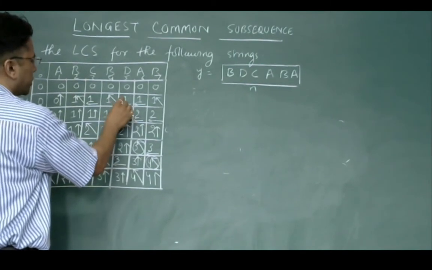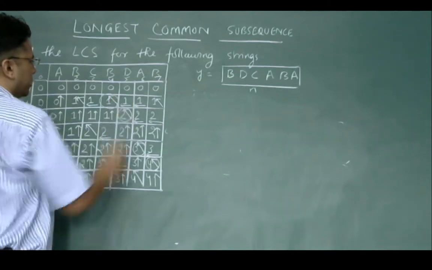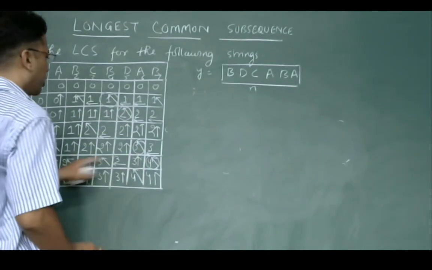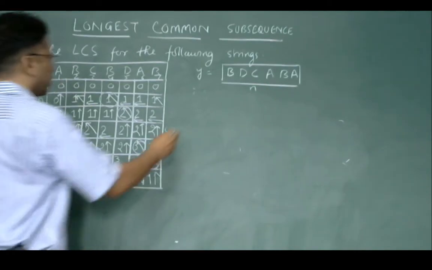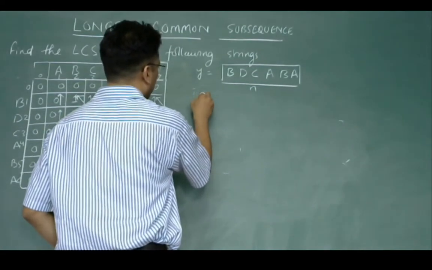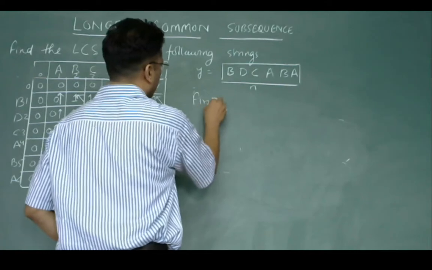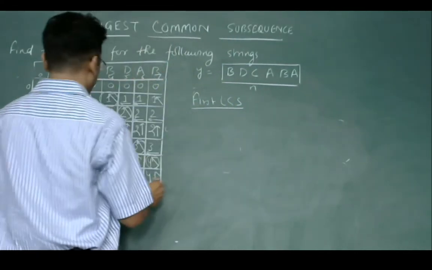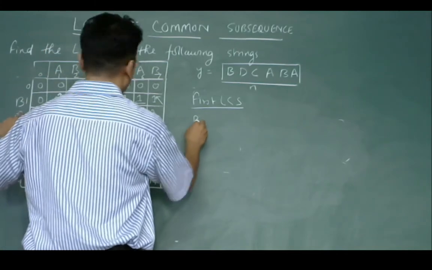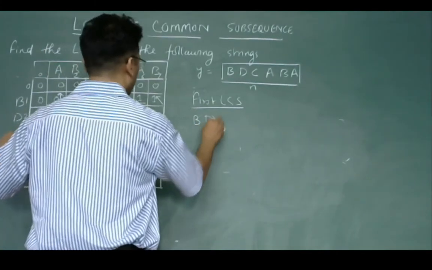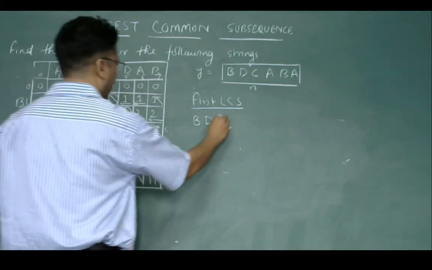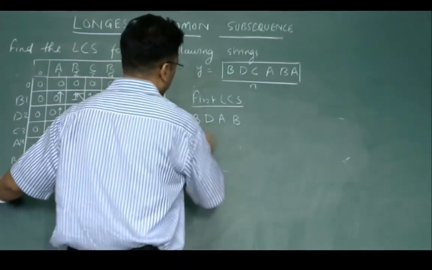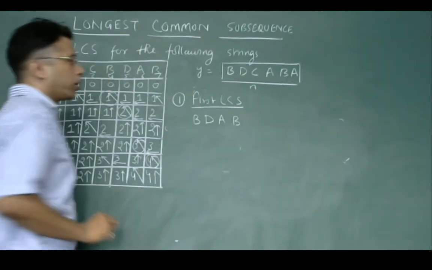After that the arrow is inclined, and we shall encircle all this also. So we have got the complete sequence 4, 3, 2, 1. Corresponding elements are, so first sequence, so first LCS is B, next two for D and A and B. So this is the first subsequence, longest.